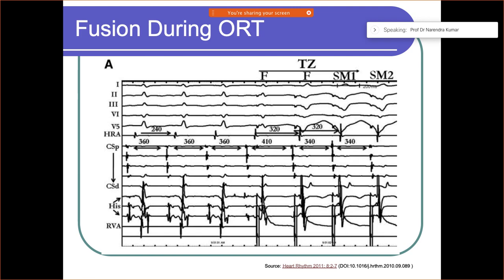This is an ORT in a patient with a decremental conducting septal accessory pathway. The atrial timing is delayed with the first beat of RV pacing, which is diagnostic of ORT. And the stim to atrial interval, the SA interval, becomes fixed during the transition zone. So that's what the transition zone is over here. There are two beats before SM1. Now the second part, which is this figure, I'm going to show you.